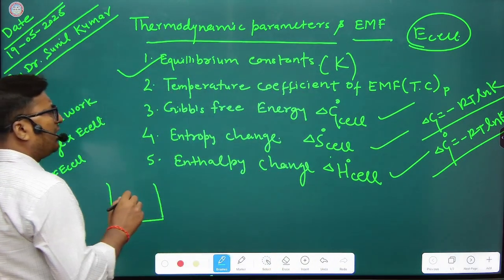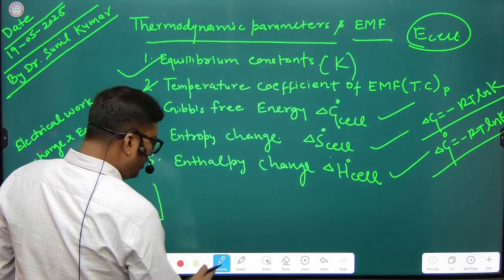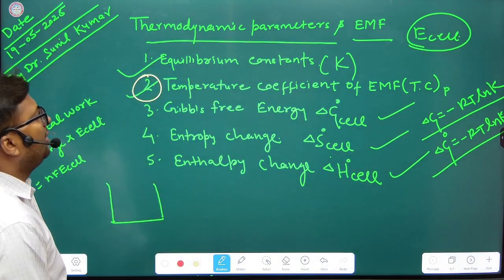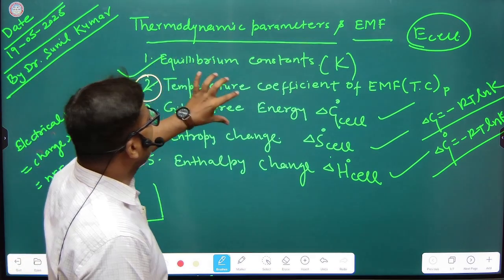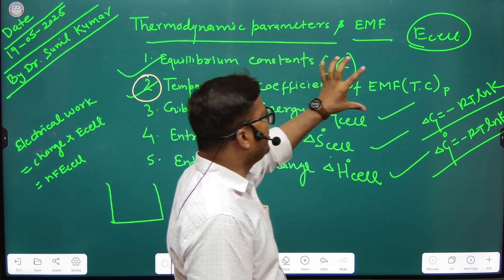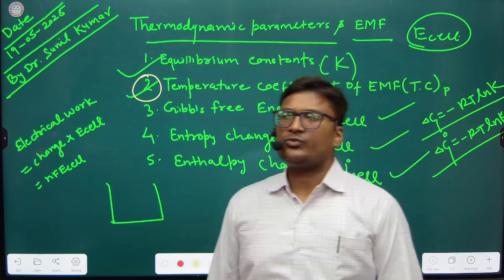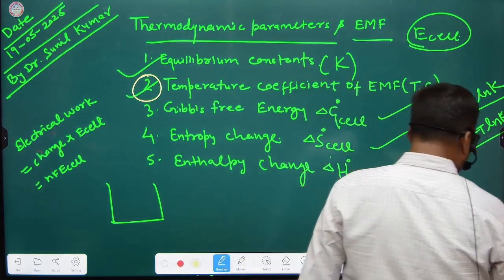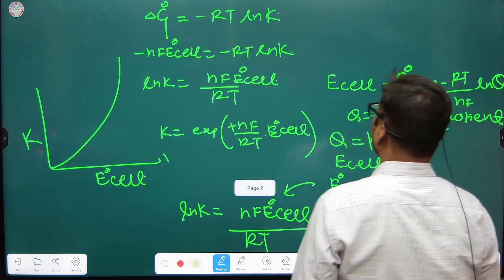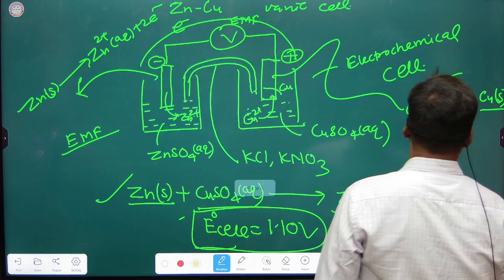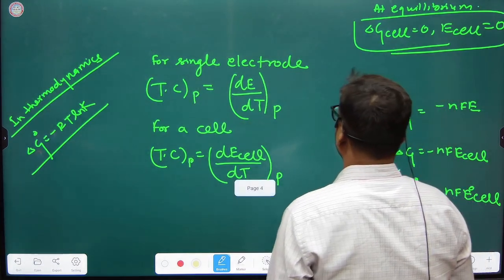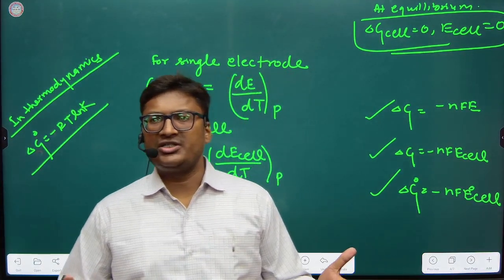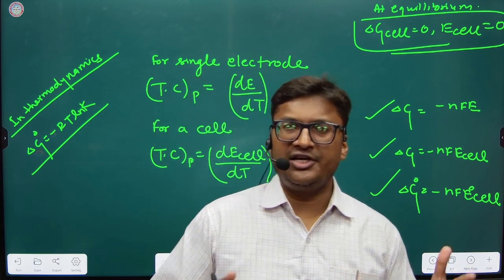Now coming to point number 2. This point number 2 is the temperature coefficient of EMF. So what is the temperature coefficient? Let us define it. First we will understand what the temperature coefficient is, as you know that it is related to temperature.